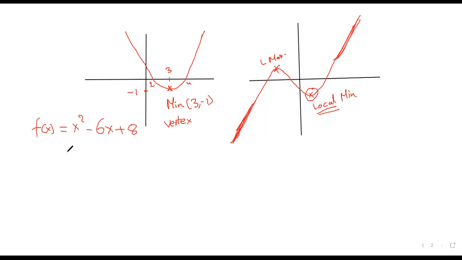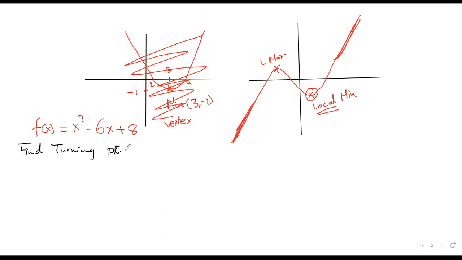Okay, now let's find this. Suppose I don't have a graph. Let's say we don't have a graph, and let's say find the turning point for this curve f(x). Find the turning point, or they may say find the stationary points. Okay, let's find them. Solution.